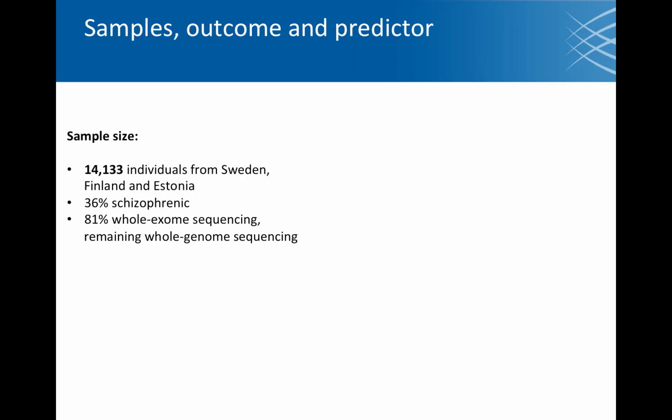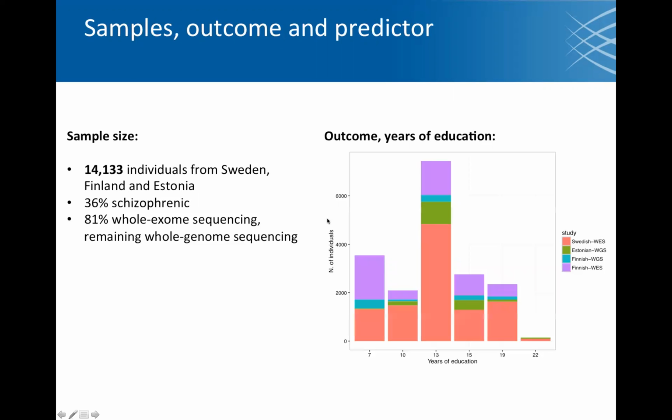Okay, so what's our sample size? We put together around 14,000 individuals, mostly from Sweden, Finland, and Estonia. They are enriched for schizophrenia patients, so 36% of these individuals have schizophrenia, but I will show you separate analyses for controls, individuals without schizophrenia, and individuals with schizophrenia. For 81% of these individuals we have whole exome sequencing, and the remainder have high coverage whole genome sequencing.